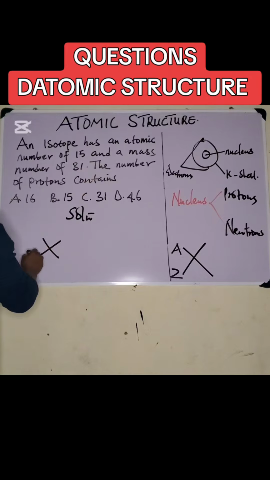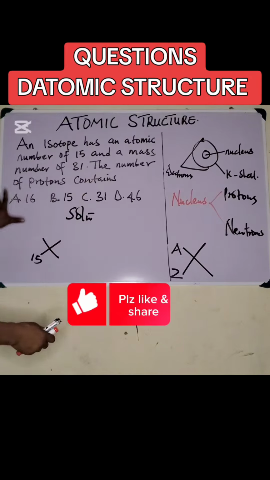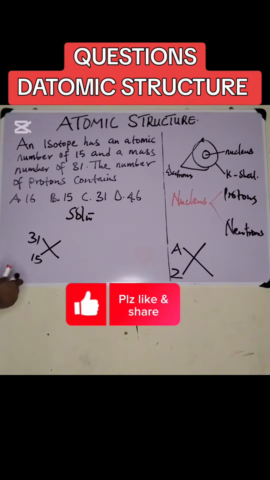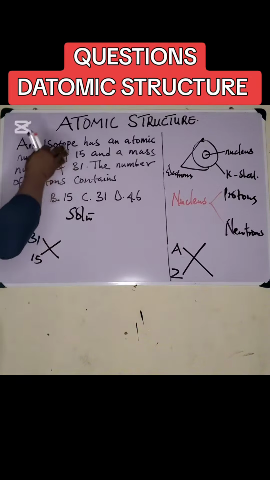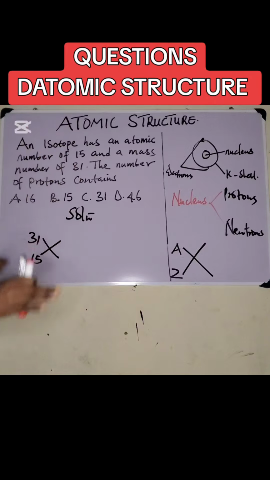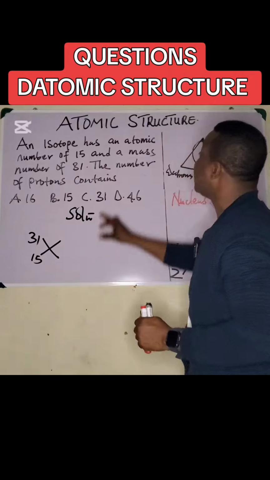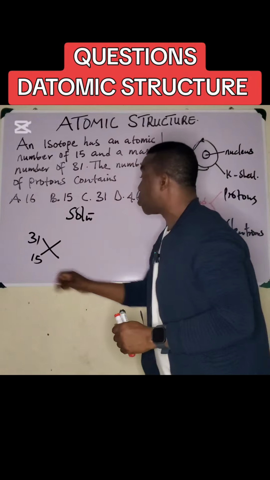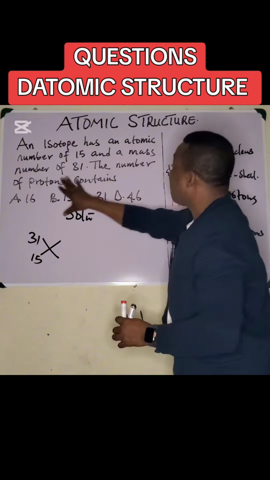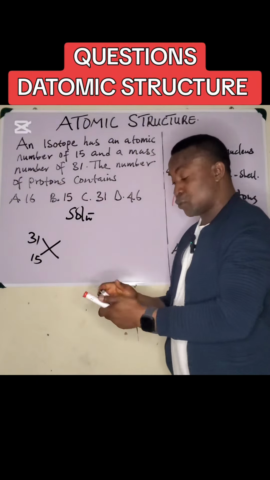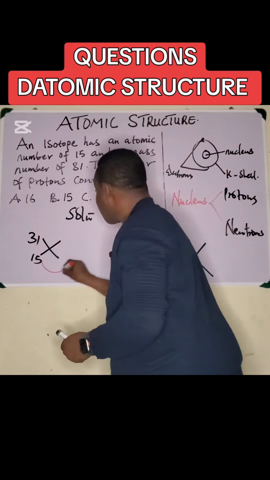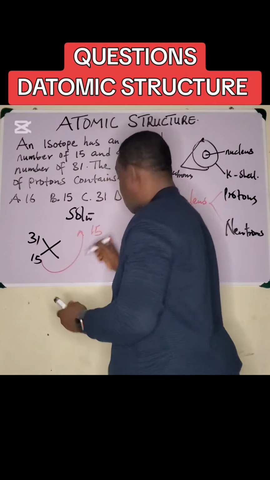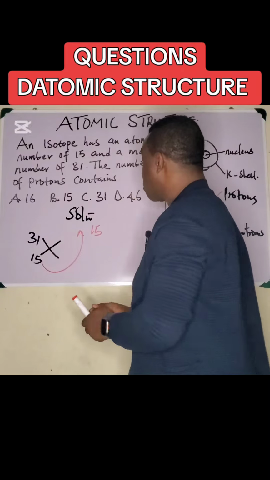Now that the Z is 15, that is the atomic number, and the mass number is 31, which means we're having 31 here. And the question says the number of protons it contains. These protons here are the same thing as the atomic number. What differs here is the number of neutrons. The number of protons is still 15.